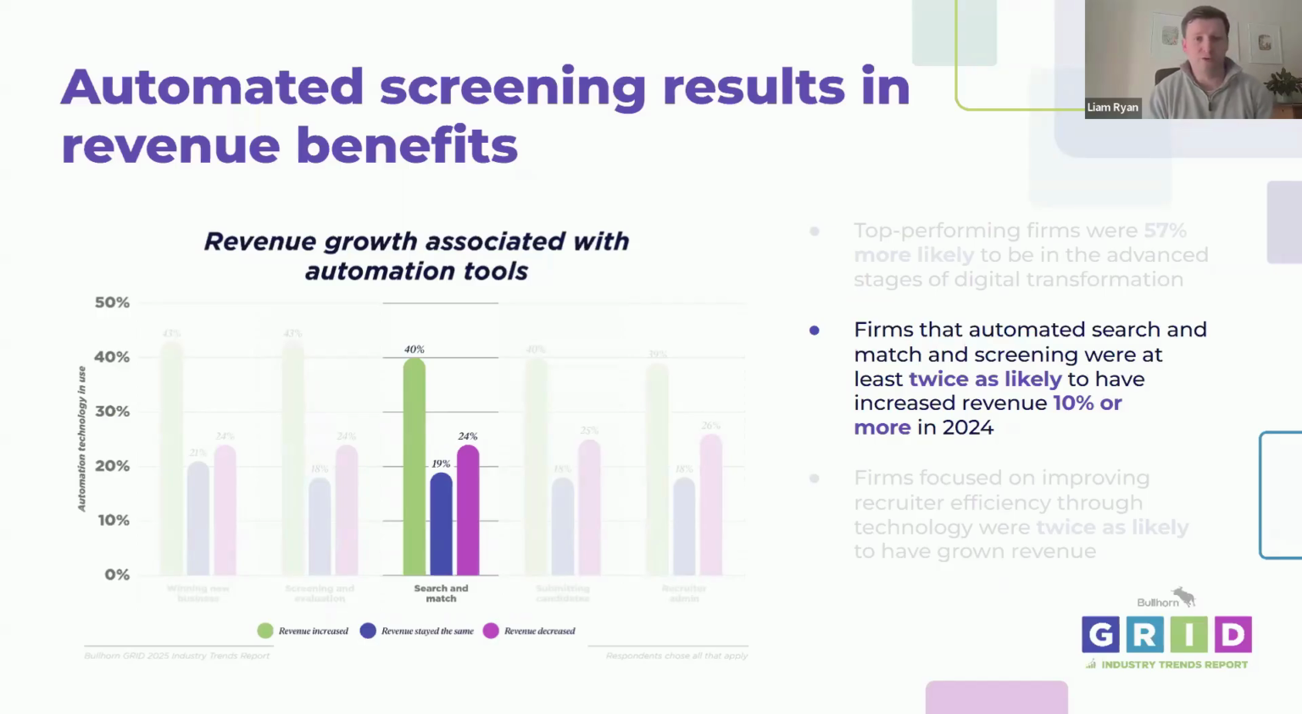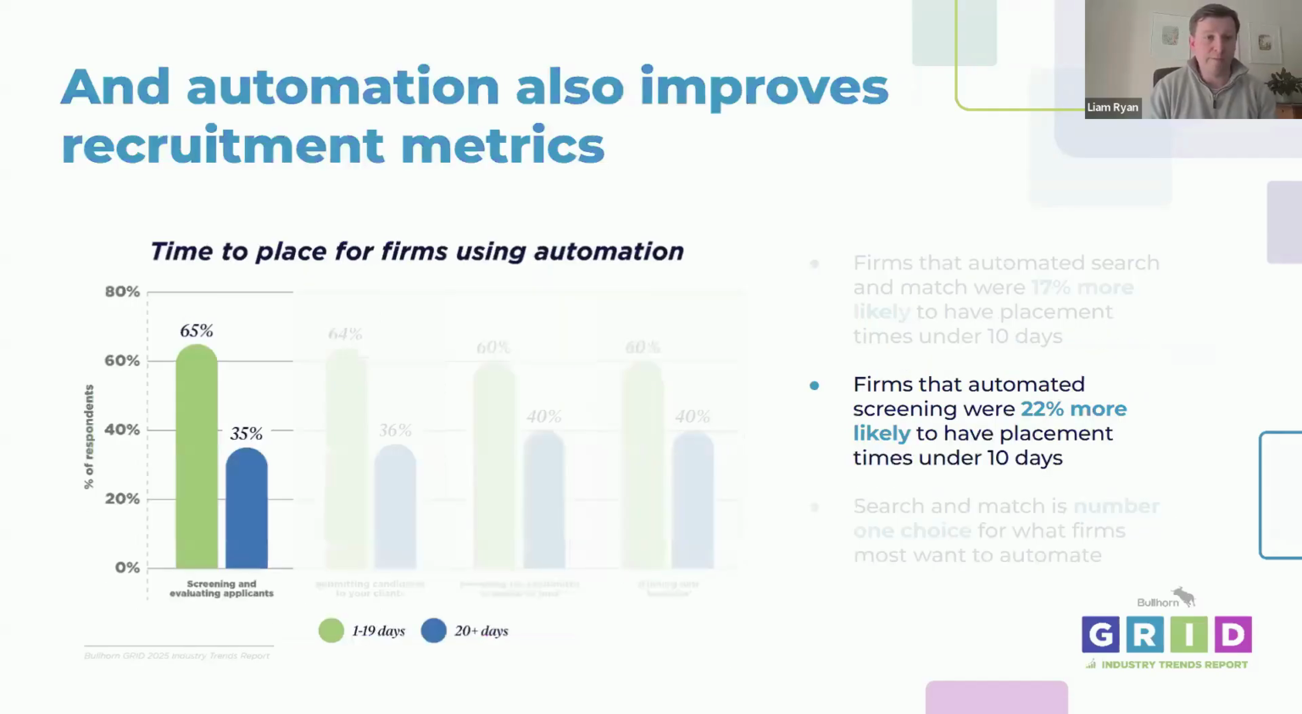And one that's really impactful is that from our talent report, talent were telling us that in order to have a great experience with their agency, they expected to be placed in less than 20 days, which is a very tall order. But those that responded who were automating screening were twice as likely to increase revenue by 10% or more, and also twice as likely to be able to reduce time to fill to 10 days rather than 20 days. So generally, firms are improving recruiter efficiency and are twice as likely to be generating more revenue, but screening plays a hugely important part in that.